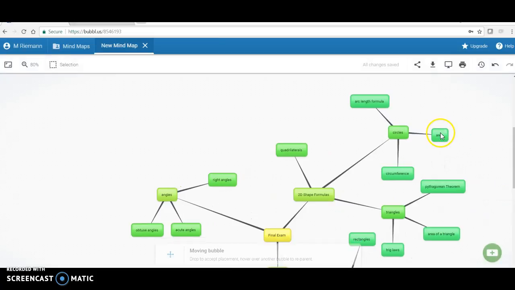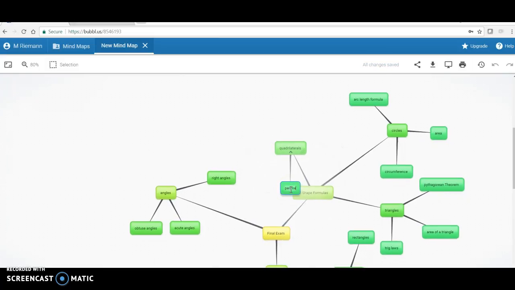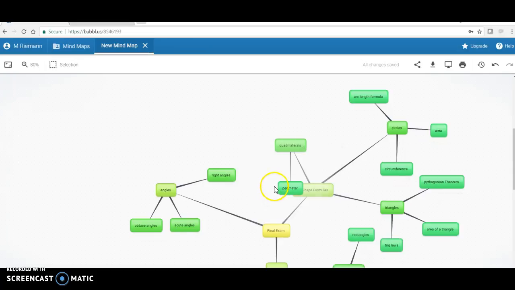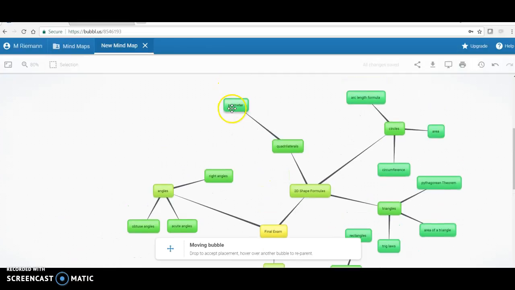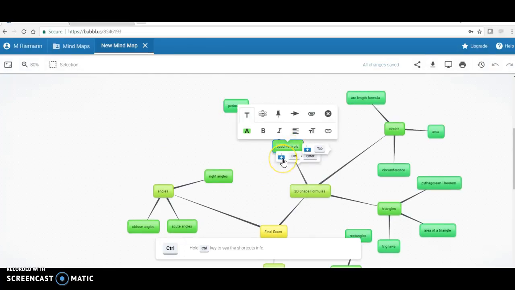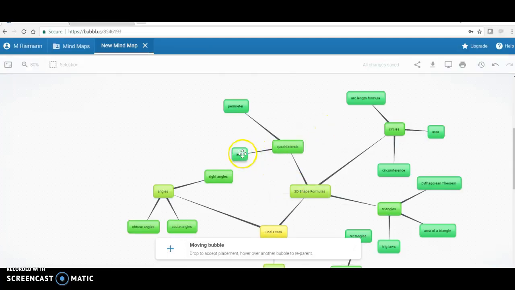And for quadrilaterals, we learned about the perimeter, find the perimeter of quadrilaterals, and the area of quadrilaterals.